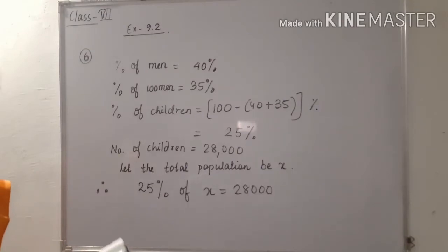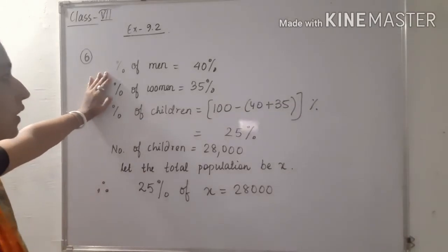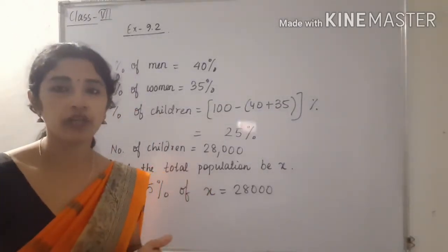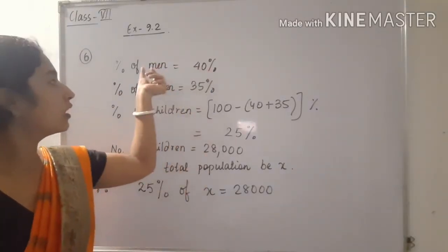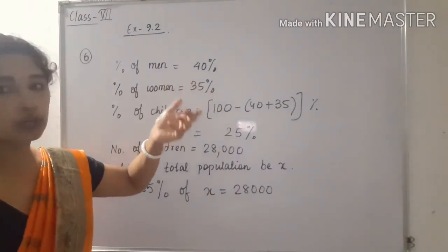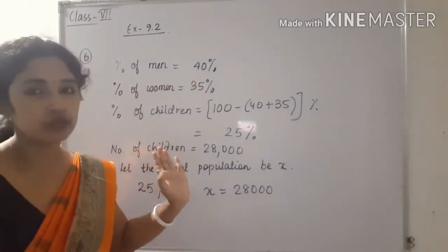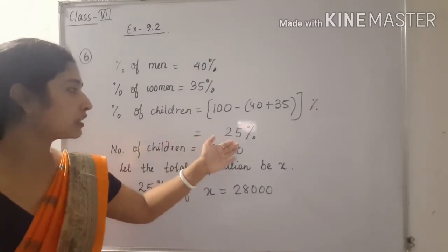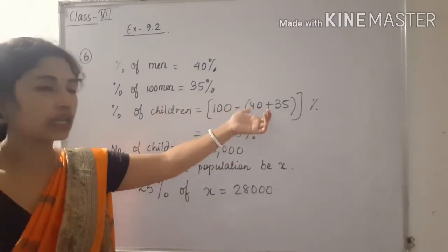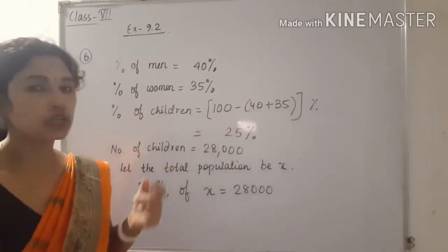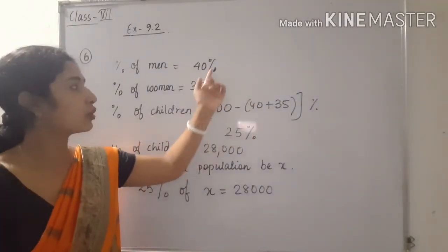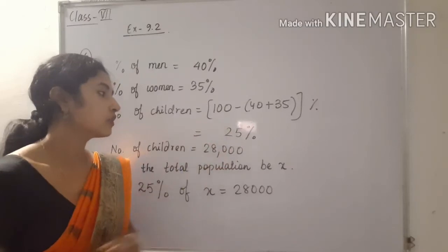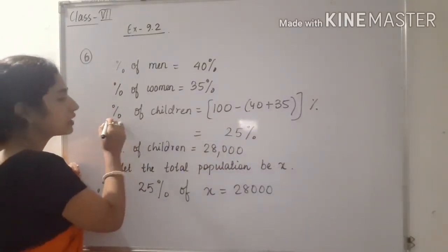So students, see the next question. Next is question number 6. Here the percentage of men is given. That means a population is given, and out of that population, 40% are men. 35% of the population is women, and the remaining were children. So we can easily find the percentage of children. We just have to subtract, like in the previous question where we found the percentage of nickel. Here also we can find the percentage of children by subtracting 40 and 35 from 100%. So this is 25%. This is the percentage of children.